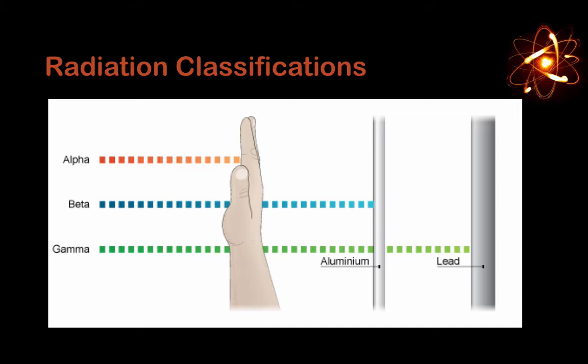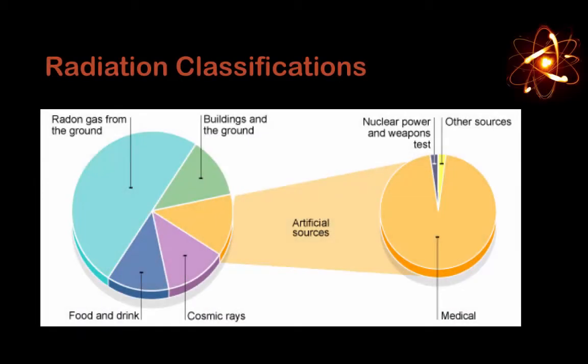Gamma radiation is the most penetrating because it has the shortest wavelength. Even small levels can penetrate air, paper, or thin metal. Higher levels can only be stopped by many centimeters of lead or many meters of concrete. As you can see from this diagram, radiation occurs to us in all aspects of our life. Only very small parts are actually artificial sources.